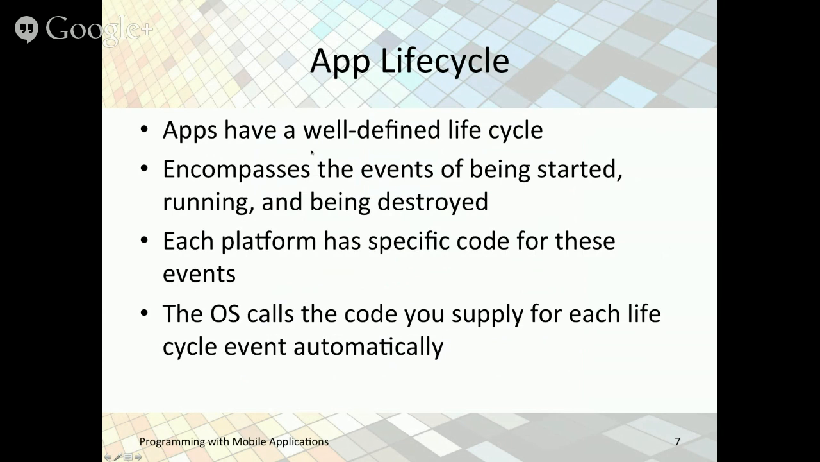App life cycle. Apps have a well-defined life cycle that encompasses the events of being started, running, and being destroyed. Each platform has specific code for these events. The OS calls the code you supply for each life cycle event automatically. So the life cycle events, like it talks about here on page 22, are what we were just talking about. Android uses four types of components that represent the entry point into each application. These components are described in Table 2-1.